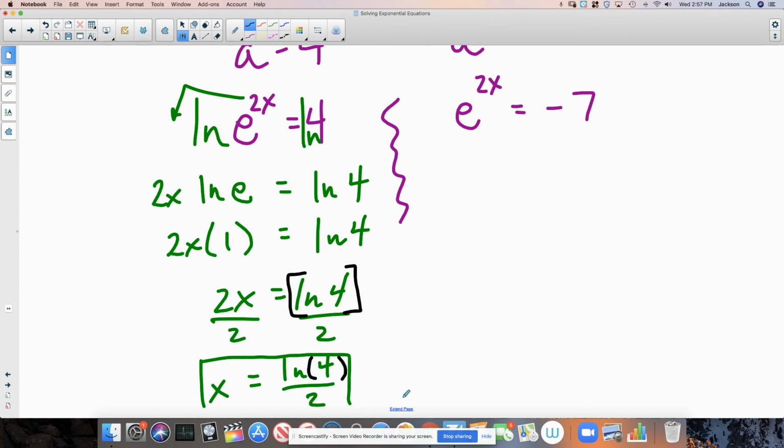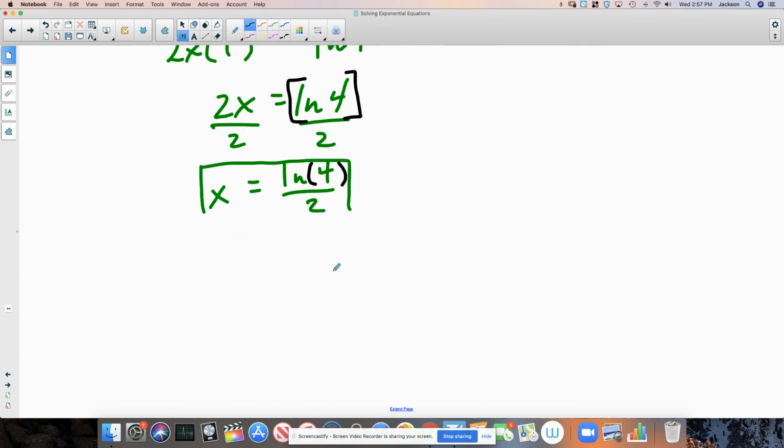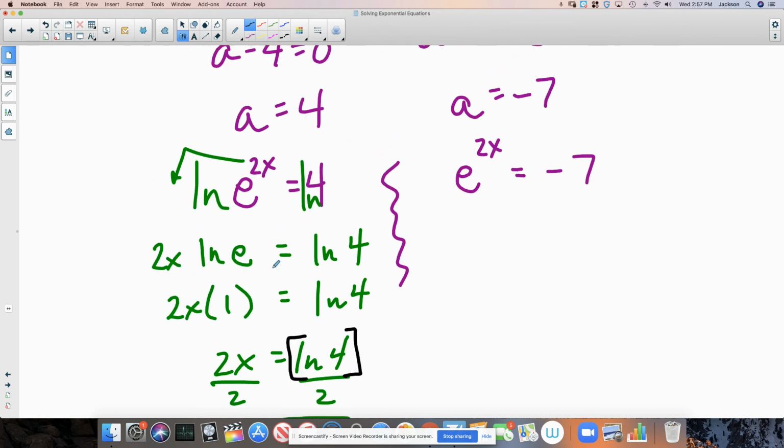So this would be the logarithmic form of my answer. And then we can get a decimal approximation for that by plugging it into a calculator. I'll let you handle that on your own. Same approach to this problem.